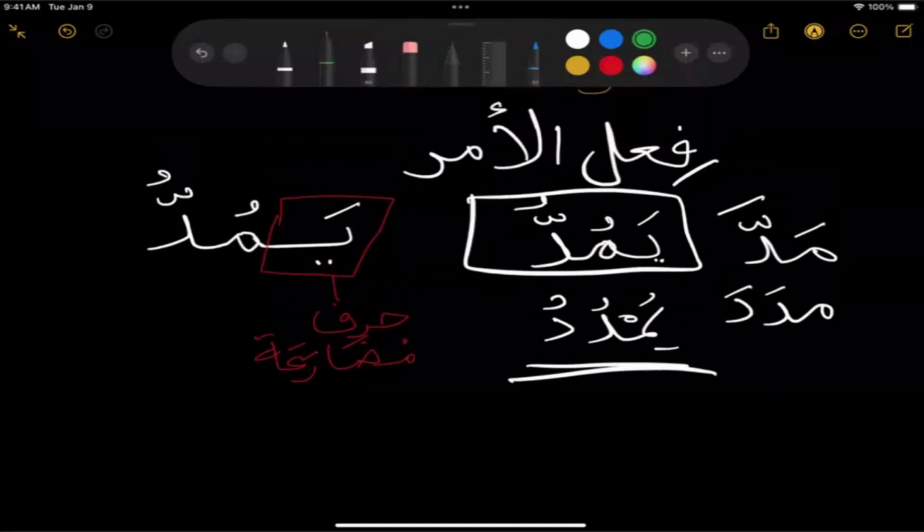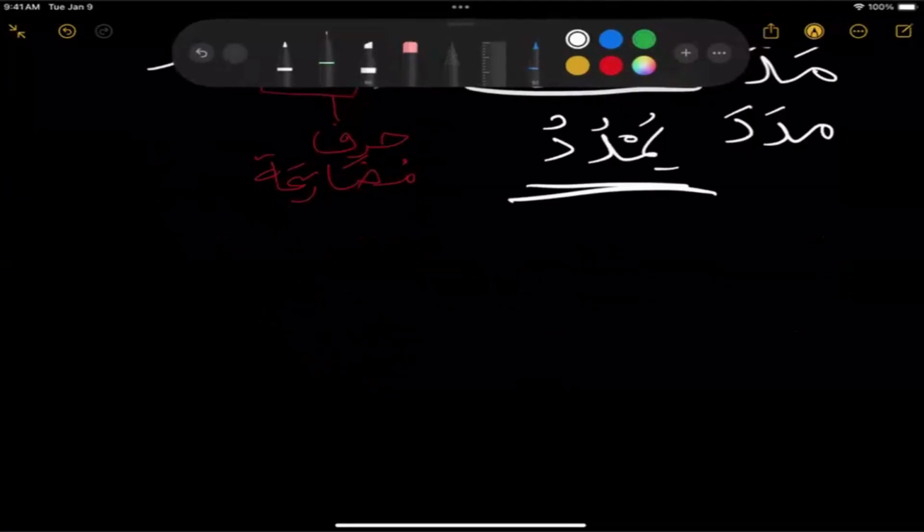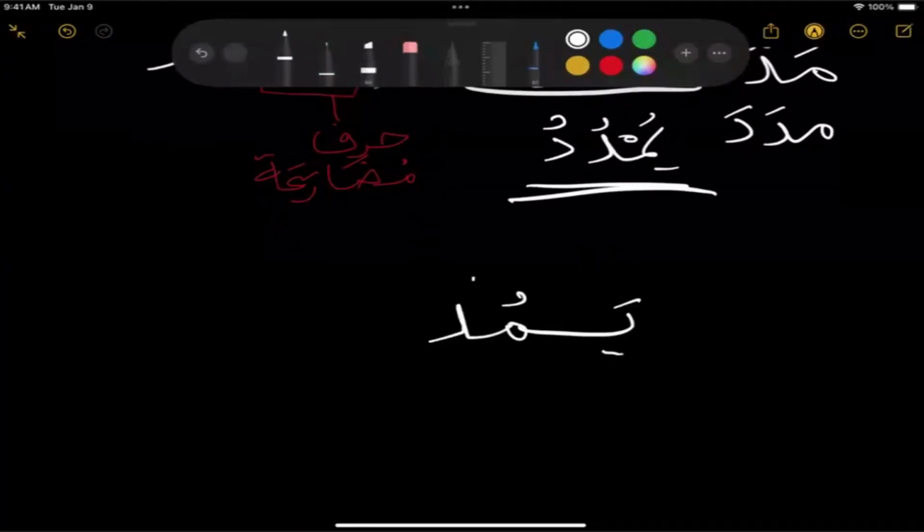Okay, let me start again. Let's isolate the verb first. Here's the verb, yamud. Now, the command is taken from the mudari majzoom. So first of all, let's make this mudari majzoom. Lam. So it was lam yamud. It was yamuddu before lam came. Lam came, made it yamud.